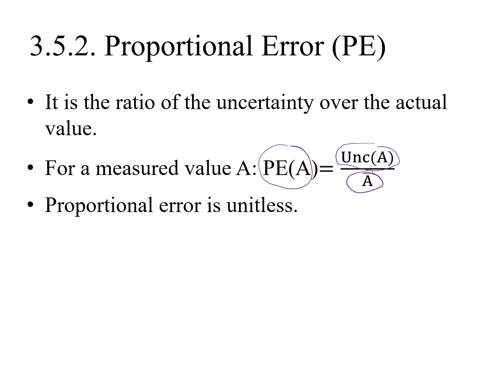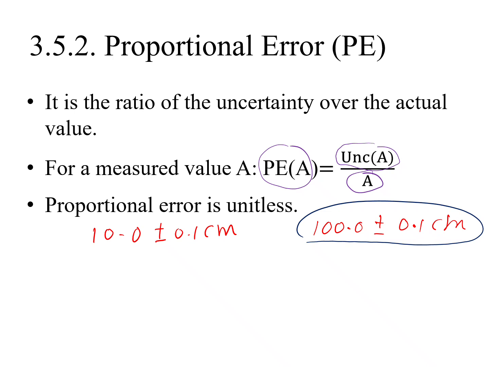If you have two measurements, let's say 10.0 plus minus 0.1 centimeter, and another measurement, let's say 100 plus or minus 0.1 centimeter, which measurement is relatively more precise? We can say the second is relatively more precise because the same uncertainty is smaller compared with the measured value. Here we have a higher value measured, so the proportional error in the second value is smaller compared to the first one.